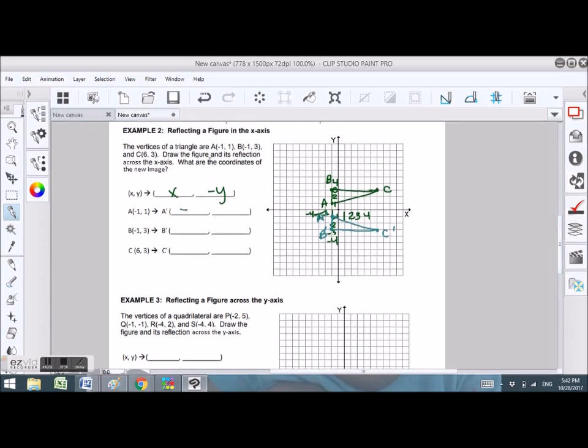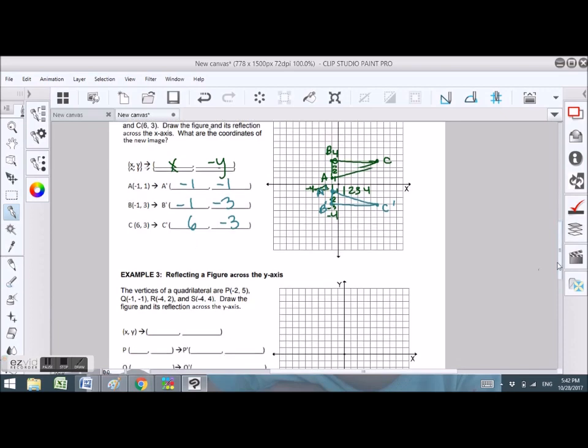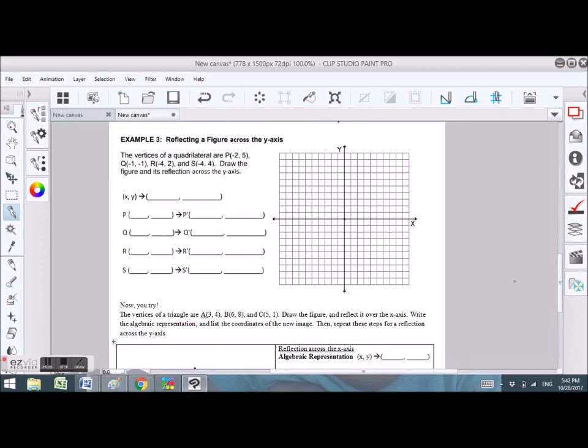A prime is (negative 1, negative 1). B prime becomes (negative 1, negative 3). And C prime becomes (6, negative 3). Notice how all the x values right here are exactly the same as our x values right here. And then all the y values become negative y values. So let's look at reflecting a figure across the y-axis. So the vertices of a quadrilateral are P (negative 2, 5), Q (negative 1, negative 1), R (negative 4, 2), and S (negative 4, 4). Draw the figure and its reflection across the y-axis.